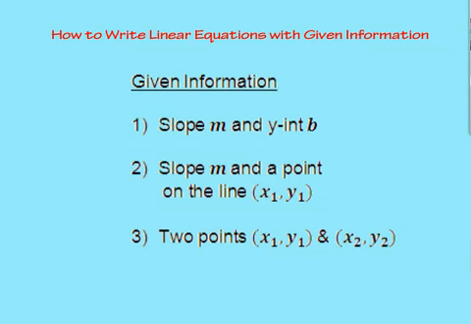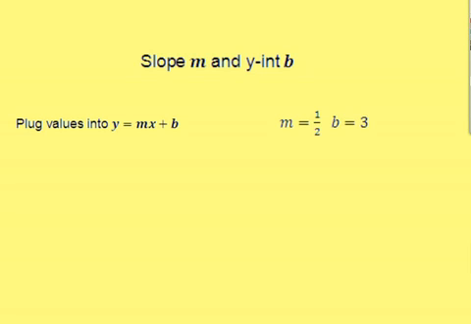Alright, so for the first possibility, you're given a slope m and your y-intercept b, and all you're going to do is plug your values into y equals mx plus b. So if I'm given a slope of 1/2 and a y-intercept of 3, we'll just write that as y is equal to 1/2 x plus 3.